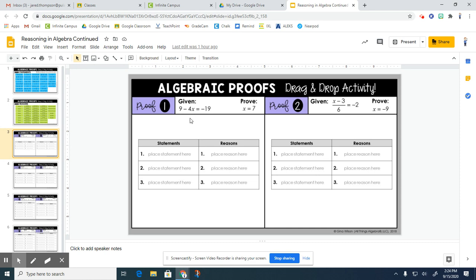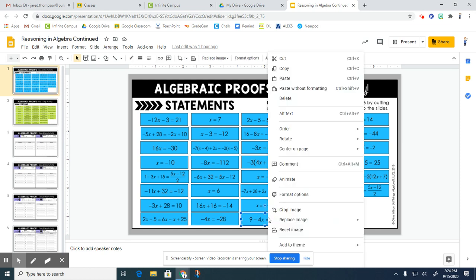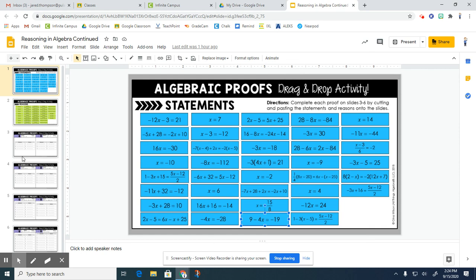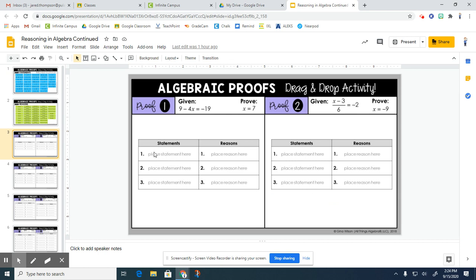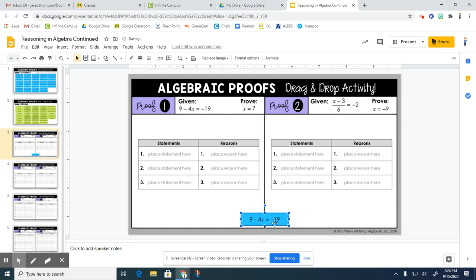In this first proof, we're given the equation 9 minus 4x equals negative 19. We're trying to prove that x equals 7. So the very first thing you put is this equation, because that's what you're given. We go to the blue slide, look for the equation. It's right here. Right-click on that equation, copy, go back to slide 3 with the proof, and right-click in that first statement box and hit paste. That's probably going to drop it down here, so you just drag it up to where you need it to go.